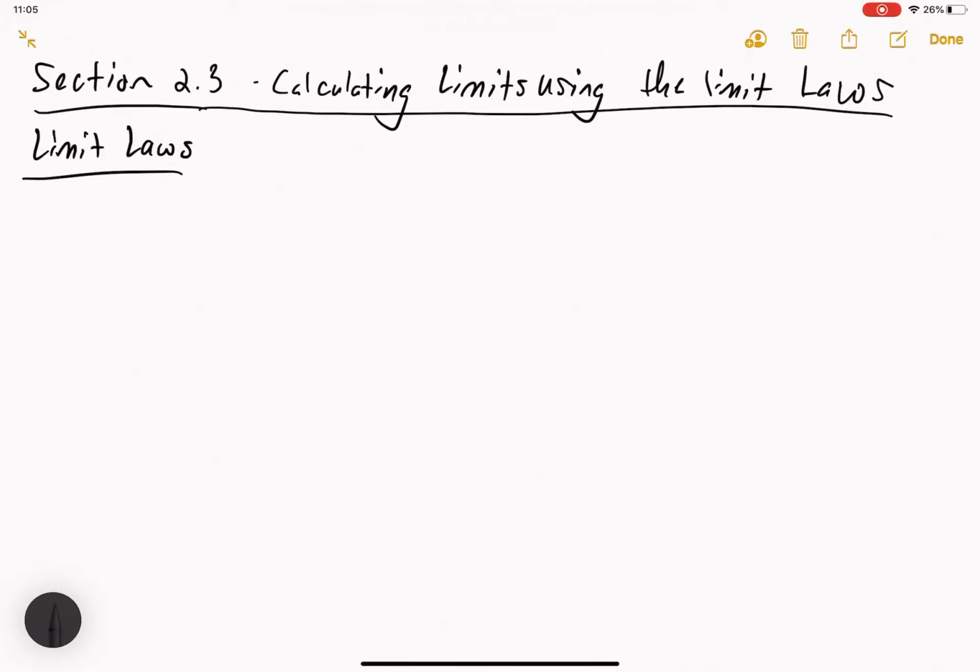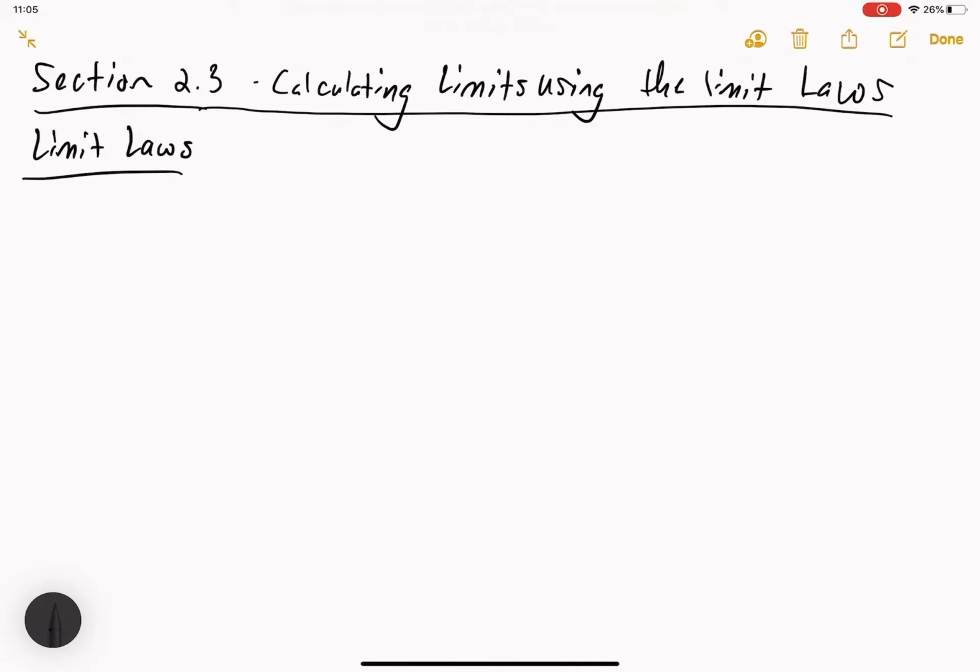Alright, hello guys. Today we're going to be covering section 2.3, which is calculating limits using the limit laws. What we've done recently is go over some limits and get an idea of how we can kind of guess what limits are. But we haven't gone over the precise methods of how we can actually find out what these limits are. How can we actually calculate them?